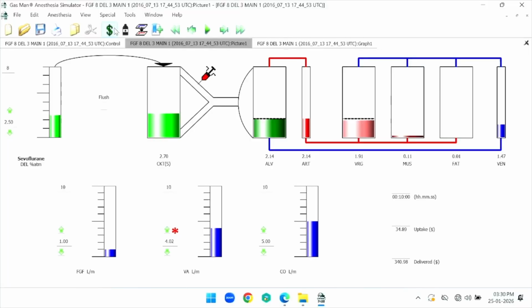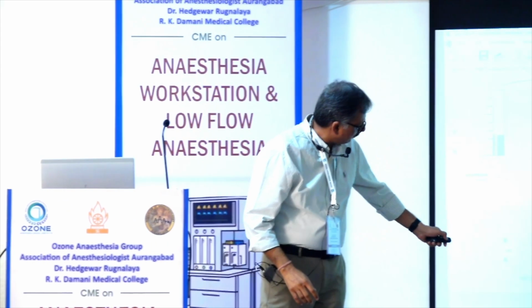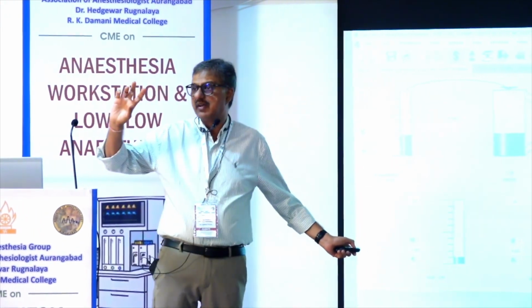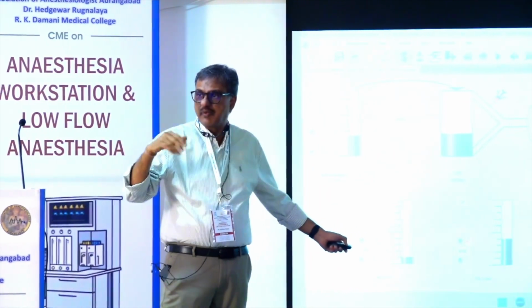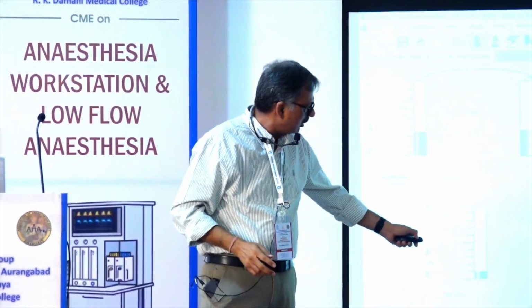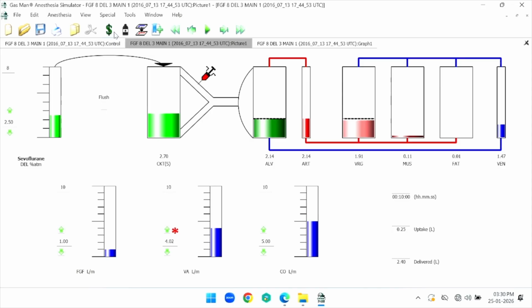Now you can see this dollar sign. If I press this, what has changed here? Now it's showing the vapor in the form of liters. Initially it was showing in the form of money. So 2.4 liters of vapor is being utilized and only 0.25 of vapor has been taken up by the body. So the requirement is only 0.25, and 2.4 liters divided by 200 means 12 ml of sevoflurane has been used.